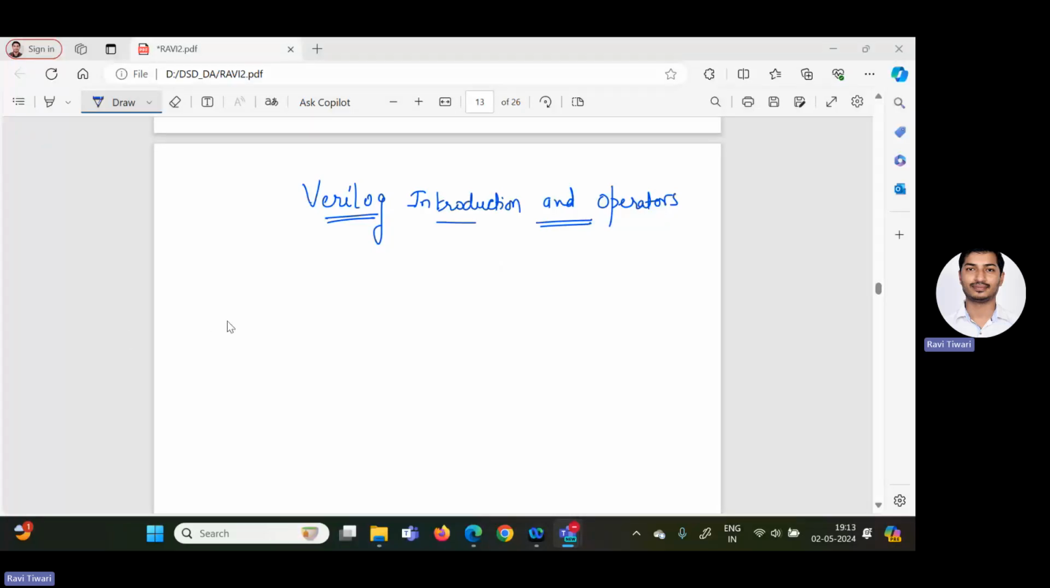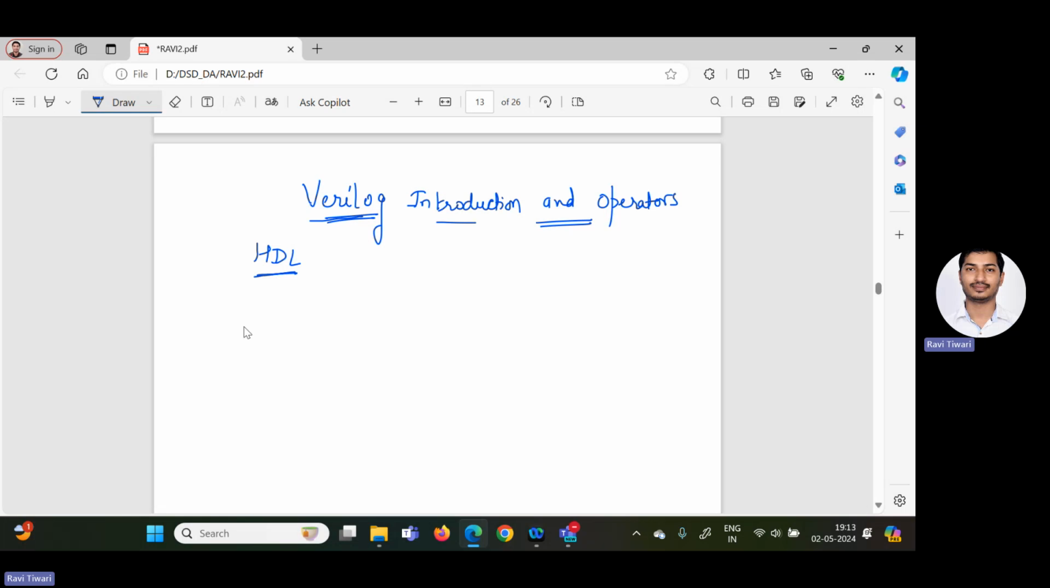Hello everyone. So in this lecture, we will see the Verilog introduction and operators. So what is the meaning of Verilog? Verilog is a hardware description language, and in the short form, it is represented as HDL. It is a language used for describing a digital system such as microprocessor, memory, or flip-flop. So ultimately, Verilog is a language, and it is described as an HDL.